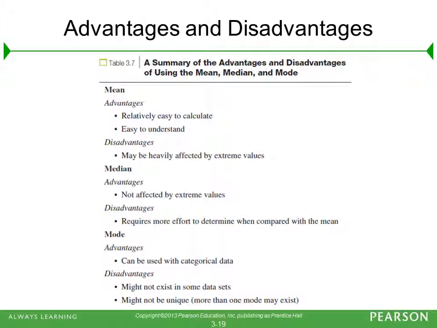So in the end of this presentation, let me review some of the advantages and disadvantages of the 3 measures that we studied in this video. First half of chapter 3. We talked about mean, median, and mode. Mean is easy to calculate and easy to understand. It's the most widely used statistic. The disadvantage is that it is affected by unusually large and unusually small values. The disadvantage of mean becomes the advantage of the median, which is not affected by extreme values.